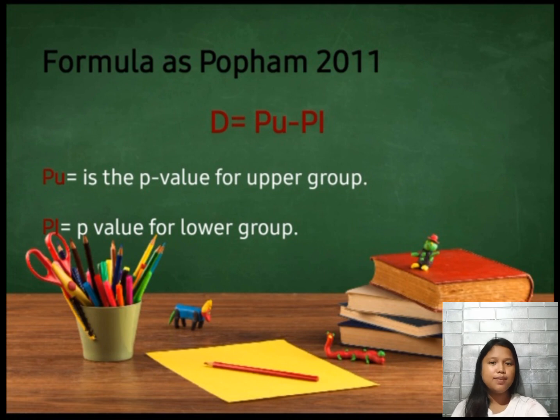So, to get the discrimination index is to get the difference of the p-value involving the upper half and the p-value involving the lower half. So, the formula can be given as Popham 2011, where D equals P sub U minus P sub L, where P sub U is the p-value for the upper group, and P sub L is the p-value for the lower group.